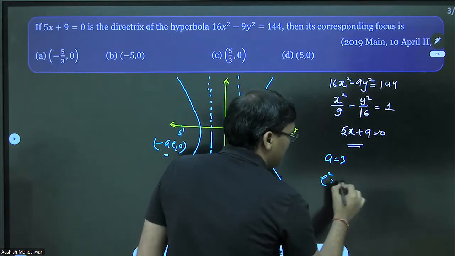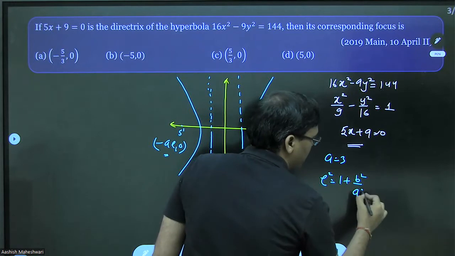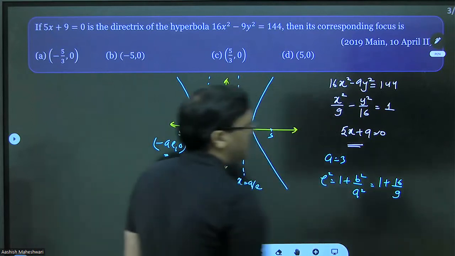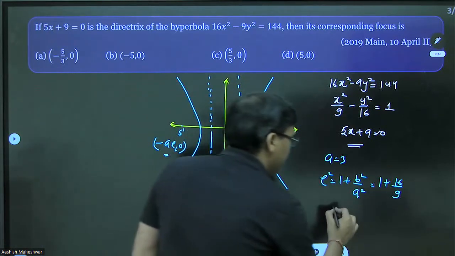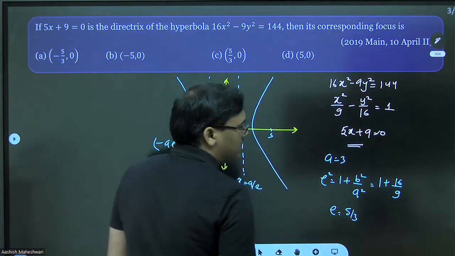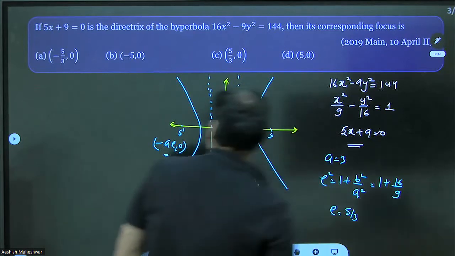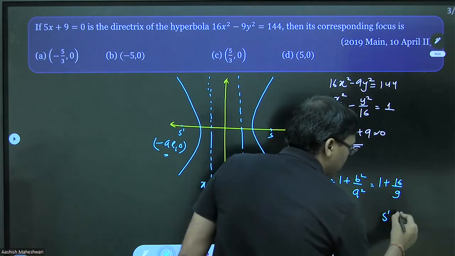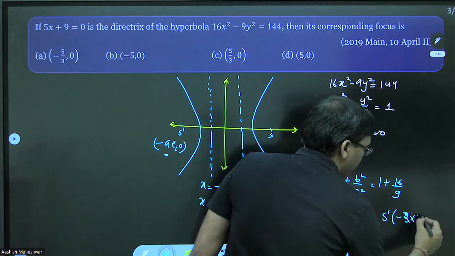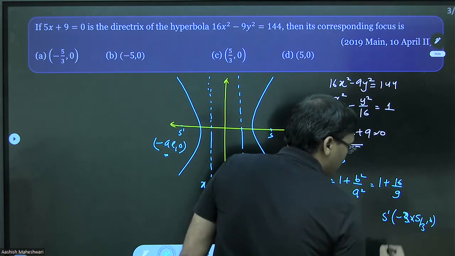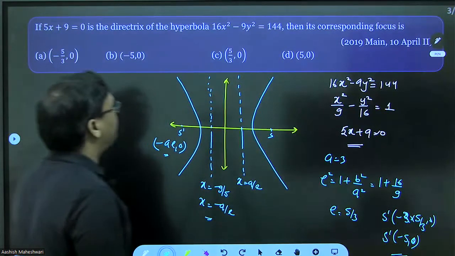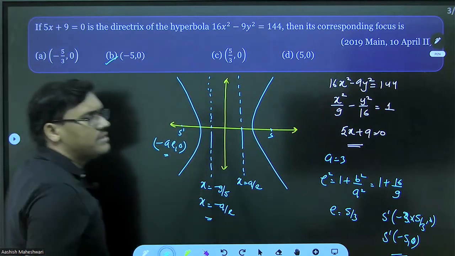What is the eccentricity? E square is equal to 1 plus B square by A square, which is 1 plus 16 by 9. So E square is 25 by 9, and E is 5 by 3. Now what is the corresponding focus? This is S dash, so S dash is equal to minus A E comma 0, with A as 3 and E as 5 by 3. So S dash is equal to minus 5, comma 0. Option B is the answer for this question.